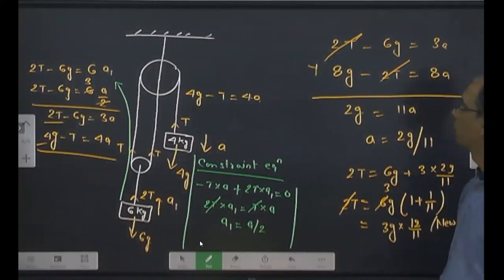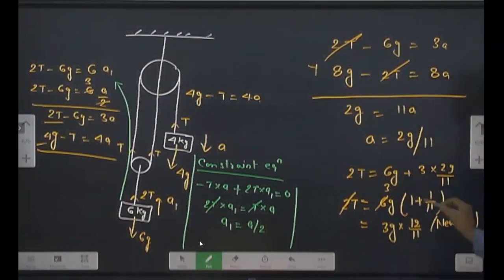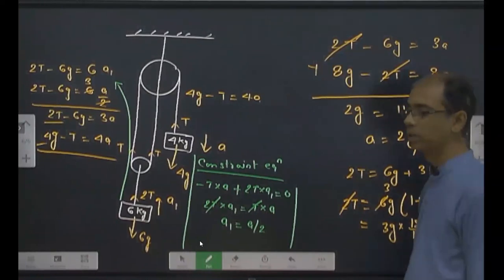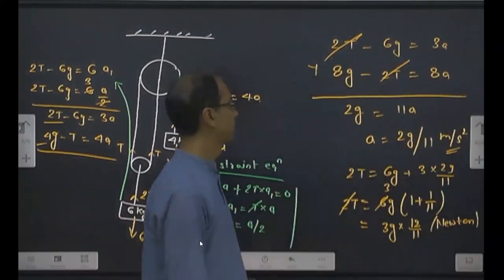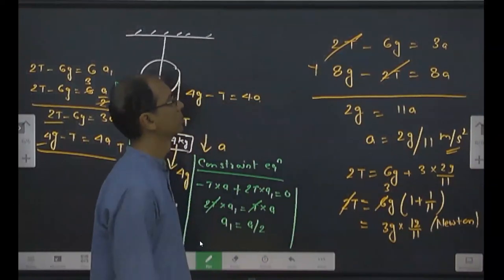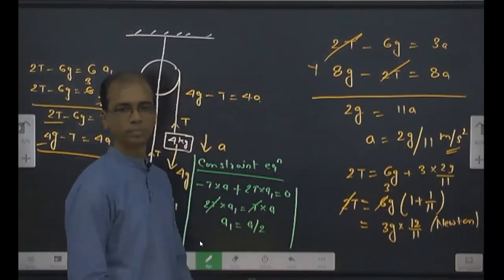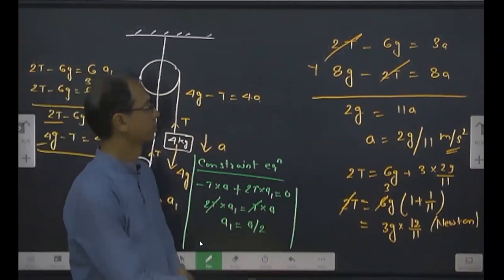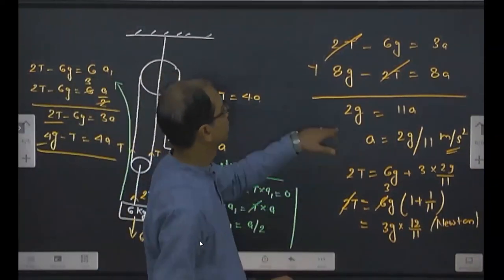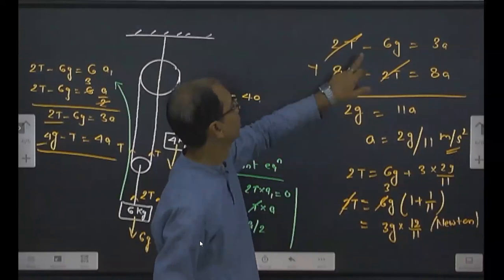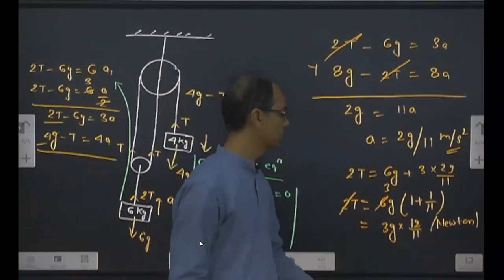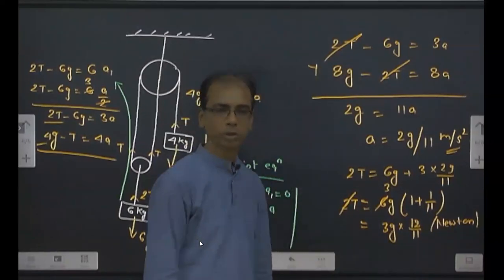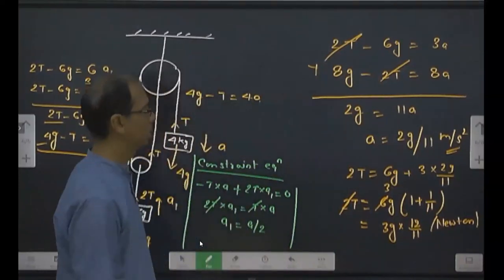Check what I am getting. Are you also getting the same? I am getting acceleration as 2g by 11. Are you getting the same answer? Yes, sir. Good. Then once you are getting acceleration, we'll be putting into this equation. So we'll be getting tension after that. So tension I am getting is 36g by 11. You also calculate and check. Are you getting the same answer?